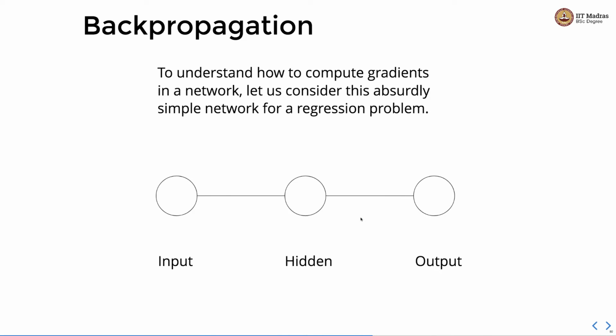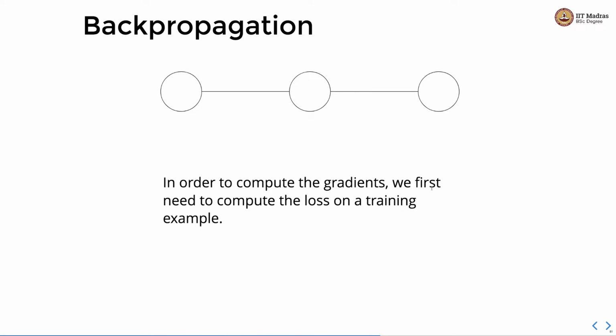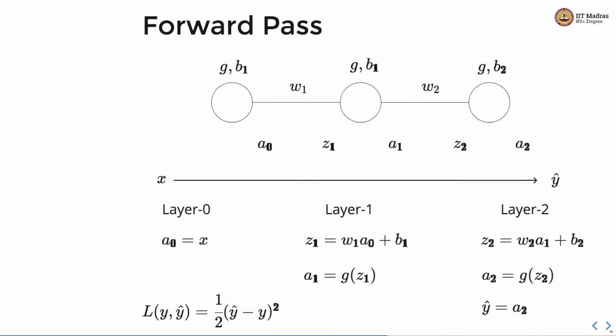To understand how to compute gradients in a network, let us consider a very simple network for a regression problem. Here we have a single input, a single hidden layer with a single neuron, and an output layer with a single neuron. In order to compute the gradient, we first need to compute the loss on a training example.